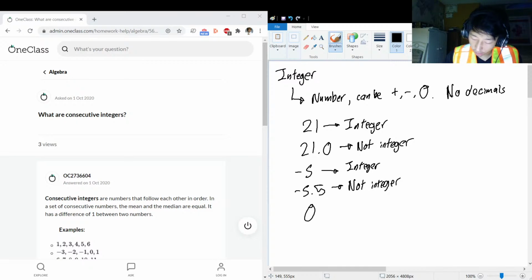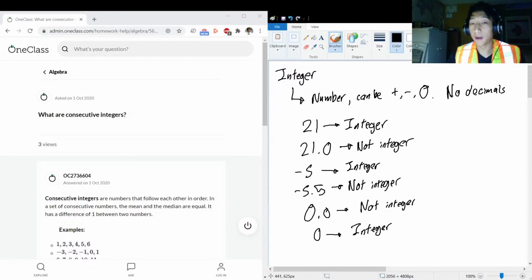What about 0? 0.0? Nope. Not integer. And just 0 by itself, definitely integer. So, we know what an integer is. If you see a decimal, yeah, not an integer. Get that out of there.